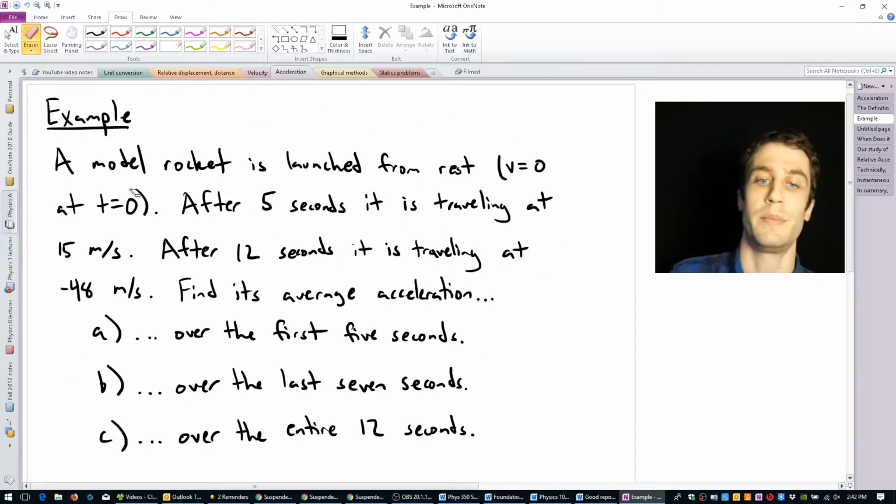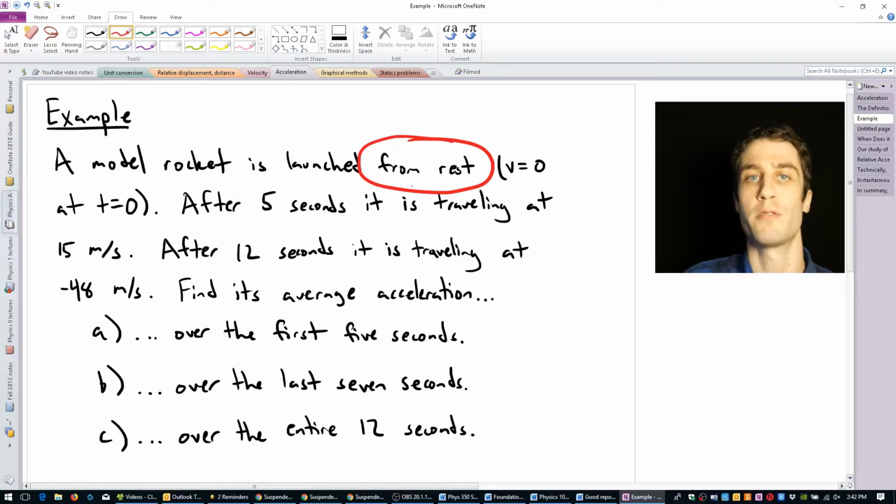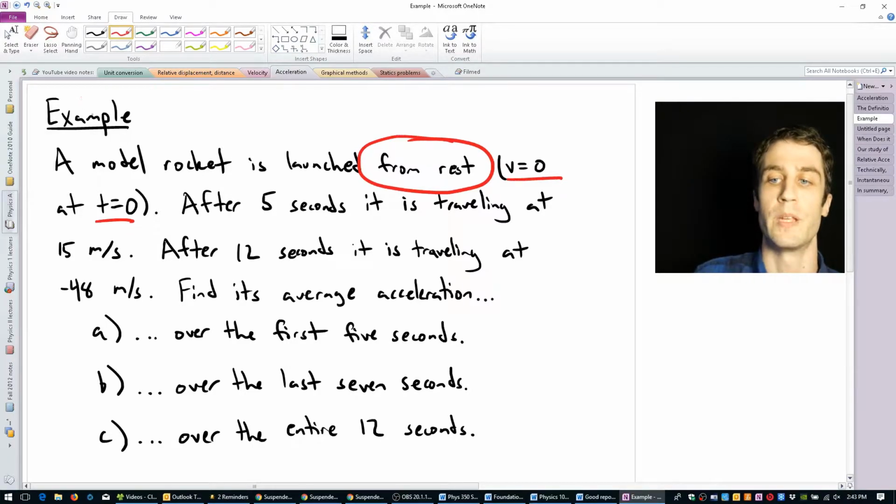All right. But here's an example. Again, I like to lead with simple examples. A model rocket is launched from rest, and let me be clear about this. When we use the phrase from rest, and you'll see this throughout the course, from rest means v equals 0, the speed equals 0, initially at t equals 0. By convention, we usually take the initial time of the problem to be t equals 0, but when you see that phrase from rest, it means that the velocity of the object in question is 0 initially.